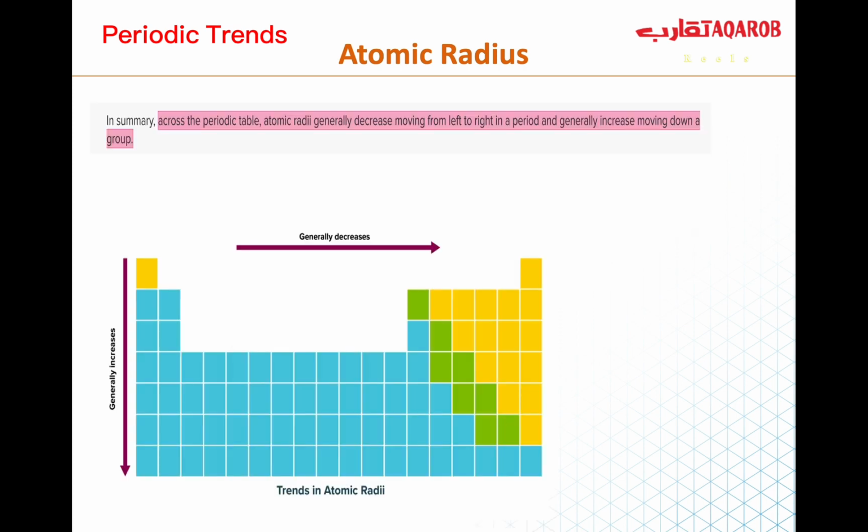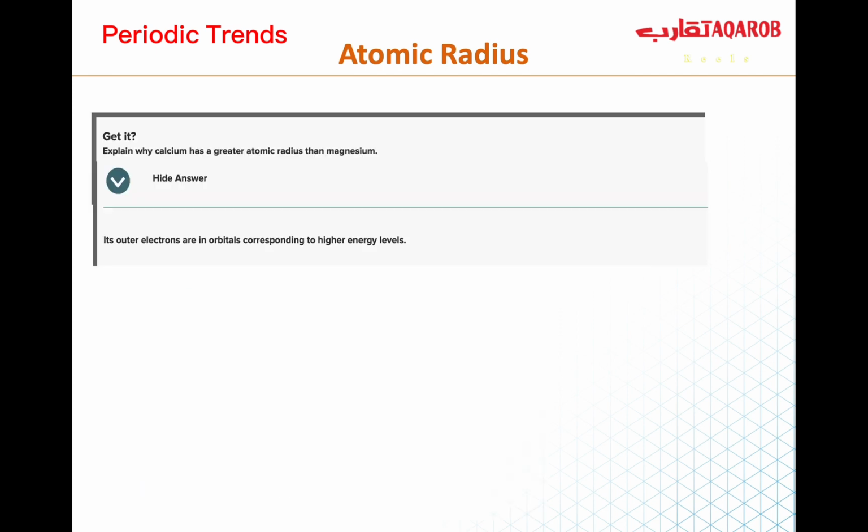Okay, in summary, across the periodic table, atomic radii generally decrease moving from left to right in a period and generally increase moving down a group. So again, as you go from left to right across a period, the atomic radius decreases, and as you go down it will increase. Now explain why calcium, for example, has a greater atomic radius than magnesium: its outer electrons are in orbitals corresponding to a higher energy level.